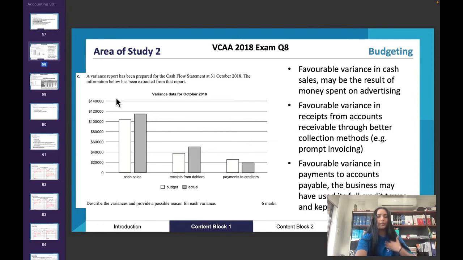So here's another exam question. It's basically asking us to describe the variances and provide a possible reason for each variance. So we would say, the favorable variance in cash sales may be the result of extra money spent on advertising. You could have increased your selling prices, anything like that. A favorable variance in receipts from accounts receivable might be because you have better collection methods, you have better management of accounts receivable, you sent out prompt invoices, stuff like that. And a favorable variance in payments to accounts payable means that the business may have used its full credit terms and kept cash for longer.